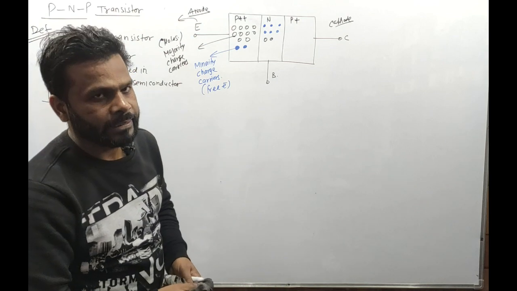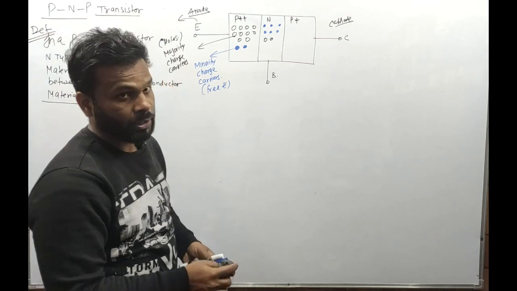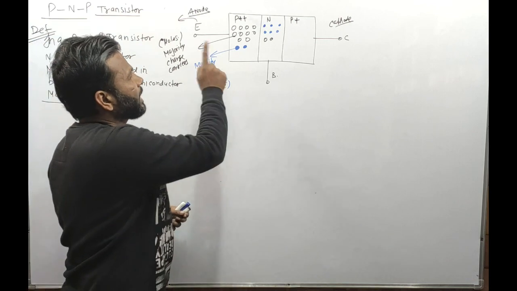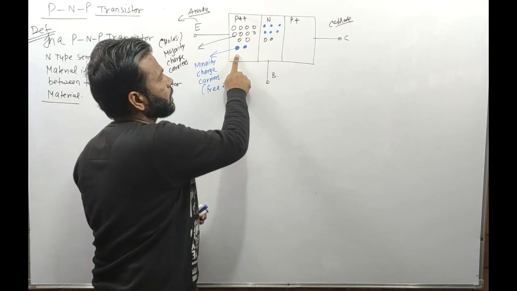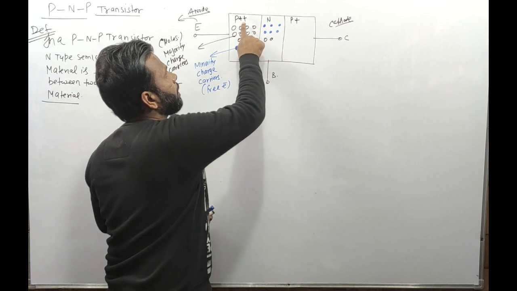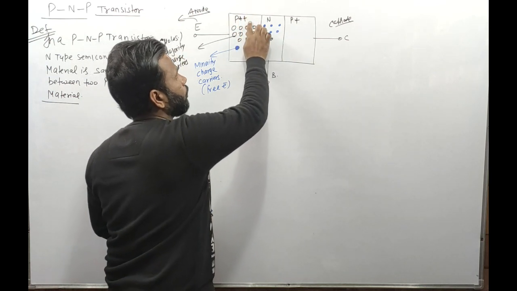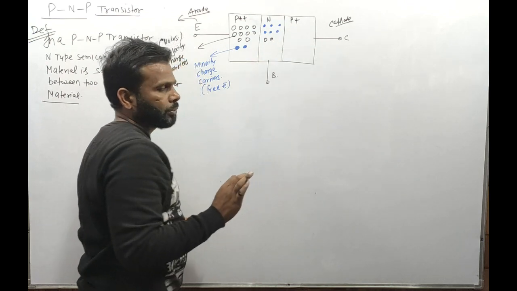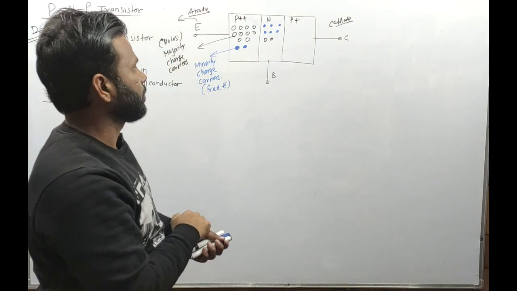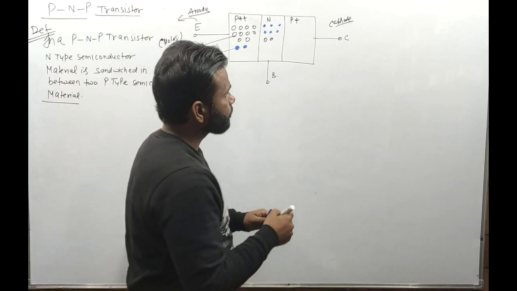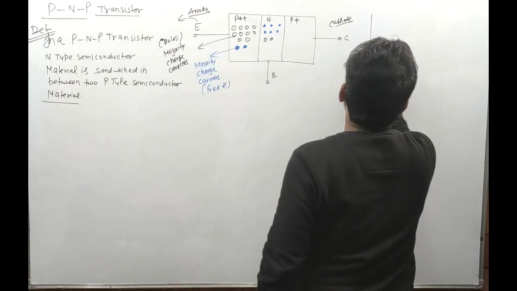नाउ अब जरा ध्यान से सुनिएगा। When holes are injected at the emitter side because it is highly doped, then maximum number of holes will move from emitter to collector. Maximum number of holes will move from emitter to collector through the base region. तो यहां हम लोग एक डायग्राम बनाते हैं, यहां पर एक और डायग्राम लेते हैं.